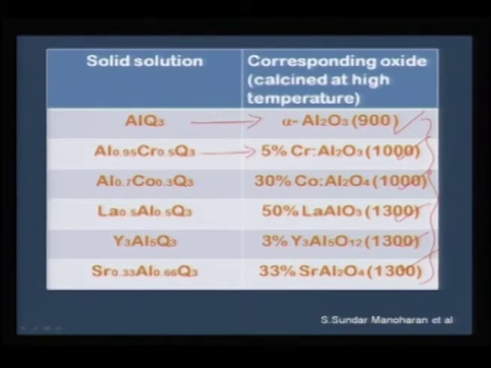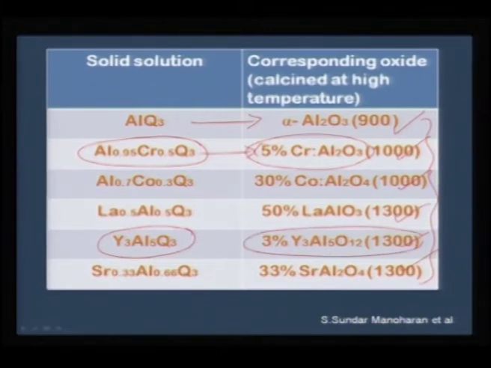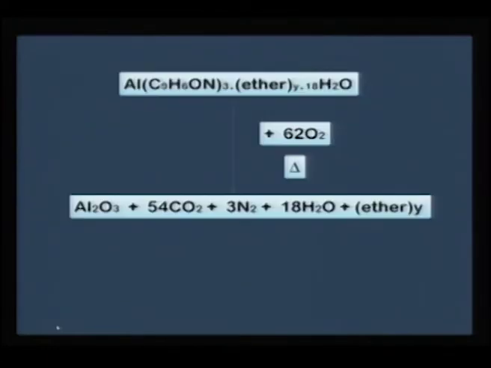If I heat, for example, AlQ3 doped with chromium, then I am anticipating ruby powder to come, which is less than 5% chromium doped Al2O3, or if I decompose Y3Al5Q3, then I am going to look at YAG, which is nothing but a lasing material. Now you can see here, this is the protocol that we can follow.